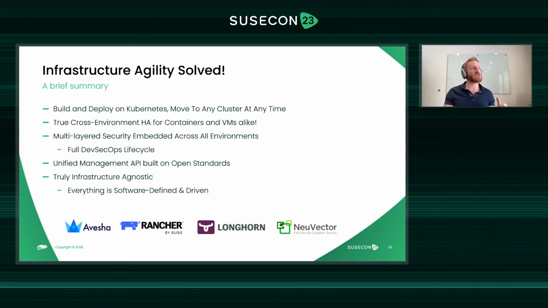So all this is to say that by leveraging Kubernetes as a unified management API, we can truly become infrastructure agnostic and be truly infrastructure agile, where we're able to deploy things in different environments rather quickly without having to worry about the differences in each individual environment and how I'm going to have to refactor and move things over.